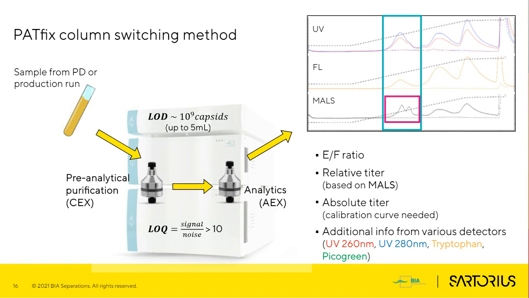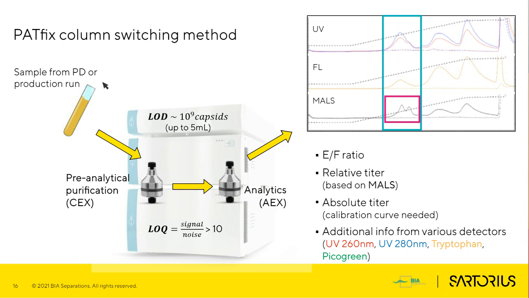So in a way, this is a downstream purification and analytics in small. And it will give you an output pretty much comparable to the one that you could expect once your sample is purified in downstream. So how does this method work?